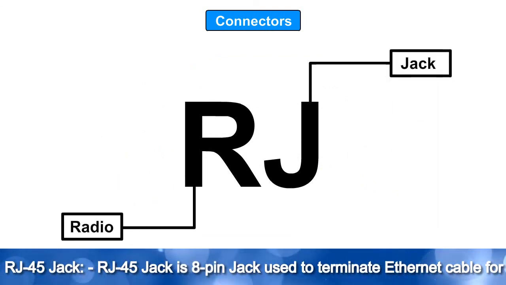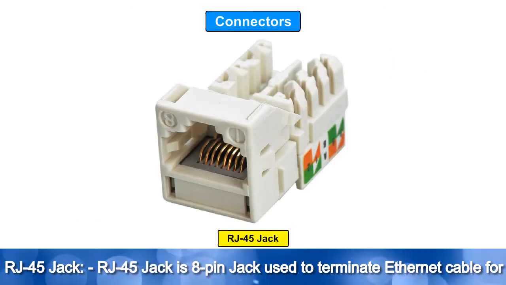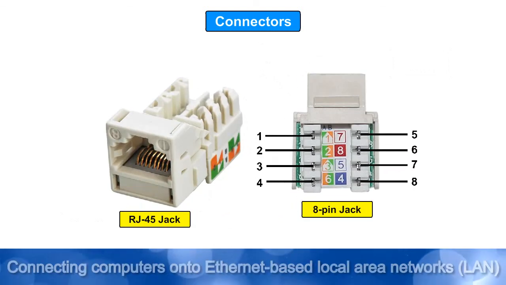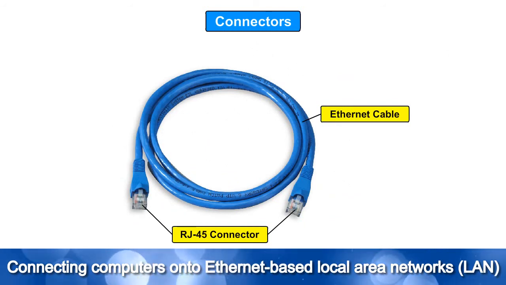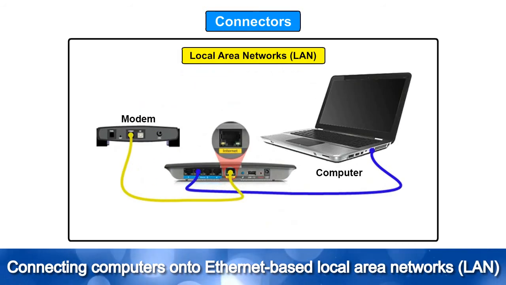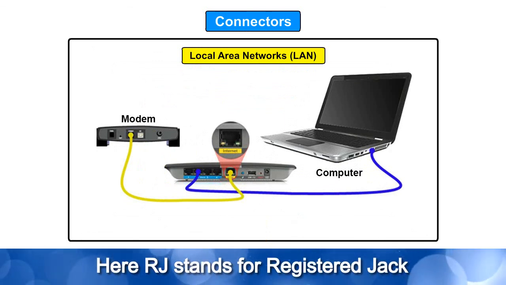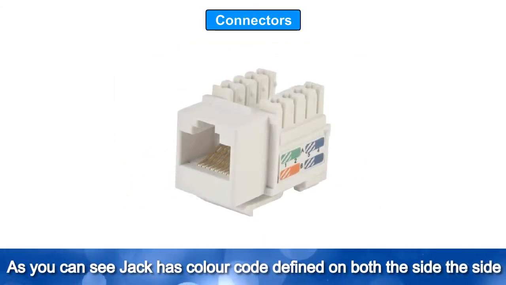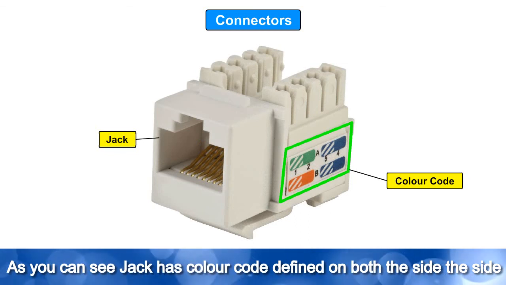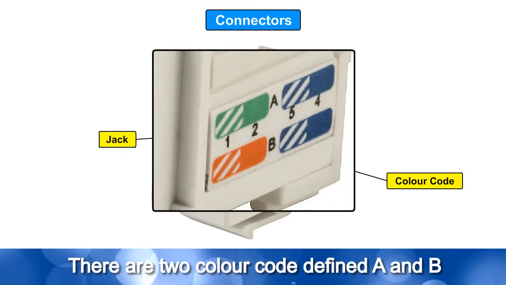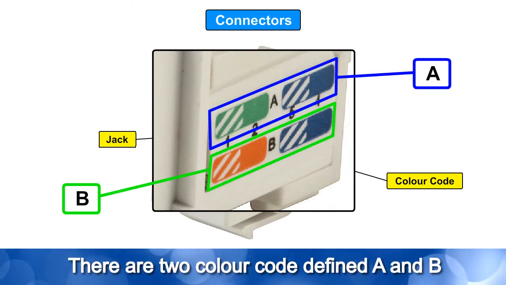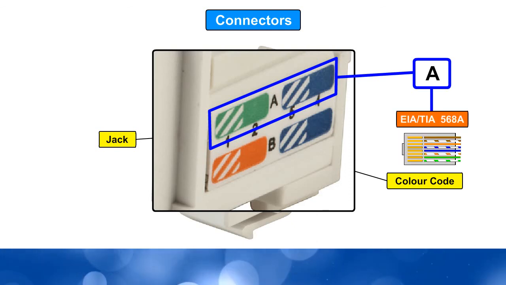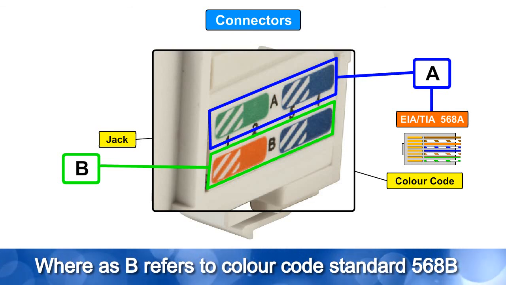RJ45 Jack. The RJ45 Jack is an 8-pin jack used to terminate Ethernet cable for connecting computers onto Ethernet-based local area networks (LAN). Here RJ stands for Radio Jack. As you can see, the jack has color codes defined on both sides. There are two color codes defined, A and B. A refers to color code standard 568A, whereas B refers to color code standard 568B.